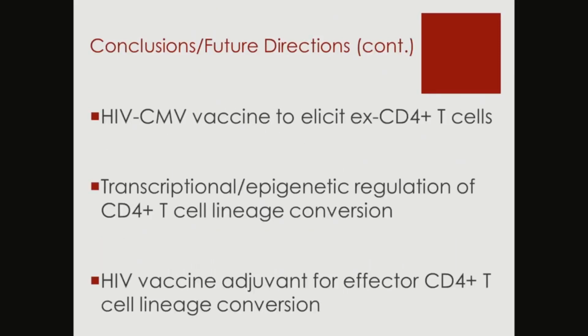Accordingly, we propose that an HIV-CMV vaccine designed to elicit xCD4 positive T cell mediated immunity could provide potent and long-lasting protection against HIV. The next crucial step is to define the molecular mechanisms that control lineage conversion to xCD4 positive T cells. We are currently investigating the transcriptional and epigenetic regulators of CD4 T cell lineage conversion, and whether these mechanisms also operate in human CD4 T cells during HIV infection. Our eventual purpose is to be able to offer a novel HIV vaccine adjuvant that can harness effector CD4 T cell lineage conversion and induce a robust population of xCD4 T cells that can provide potent protection against HIV.